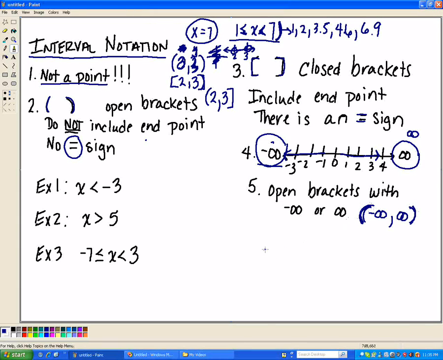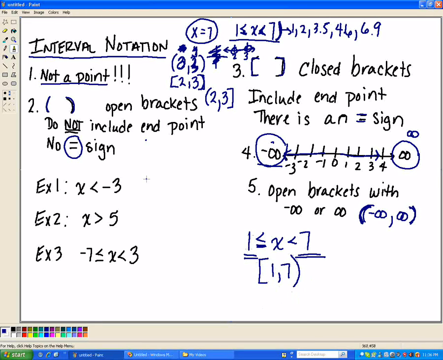Now let's go back to our original example. The way we do it is we write the smallest number that x can ever take on, in this case 1, comma, the largest number x can ever take on, which is 7. And then we decide if we want open or closed brackets. Equal sign, closed or square bracket. No equal sign, open bracket. So that's how we write something in interval notation.